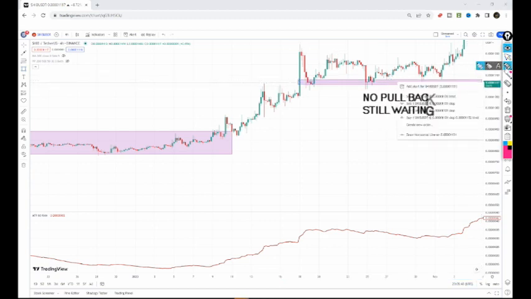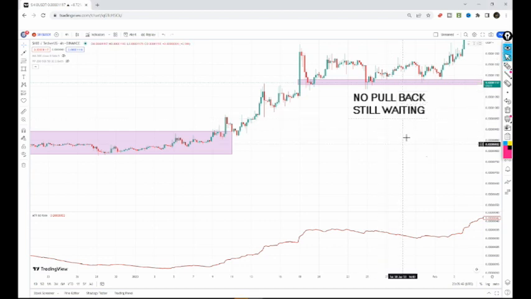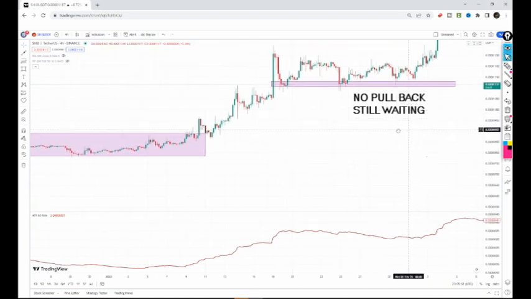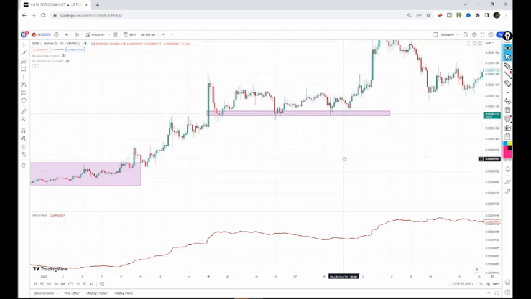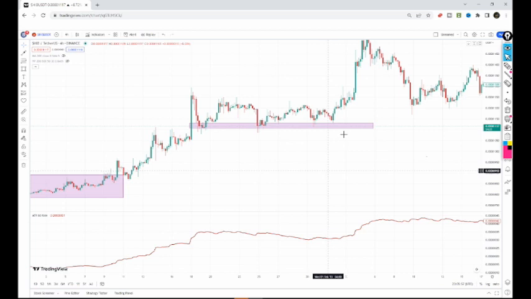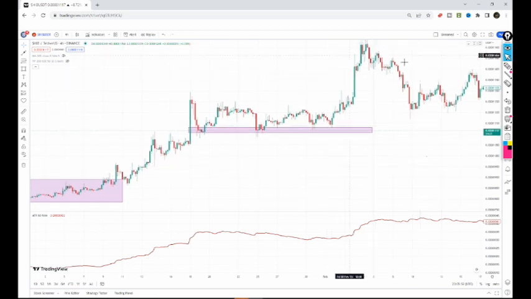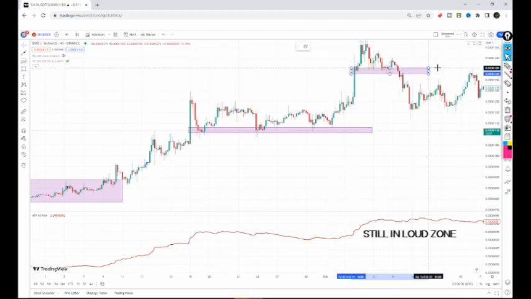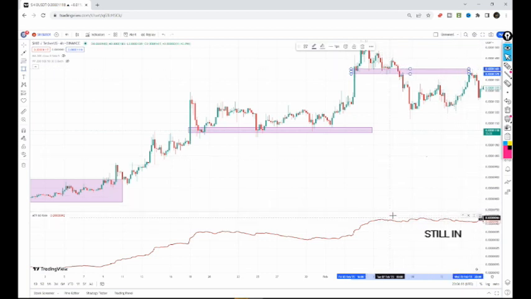Nothing happens. So we're waiting patiently. Here shows us another area where the market is high. So I will reference this area because the market is in a loud zone.